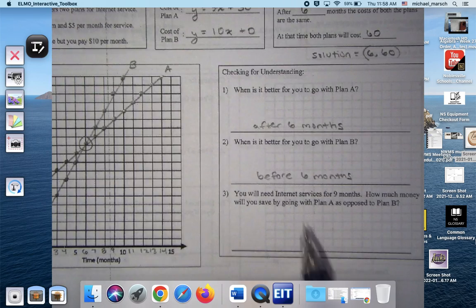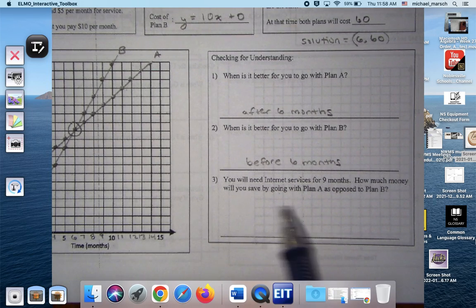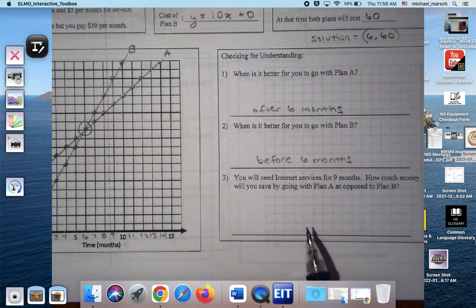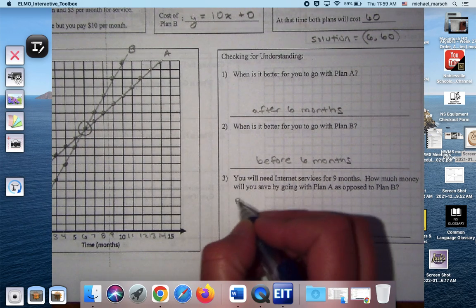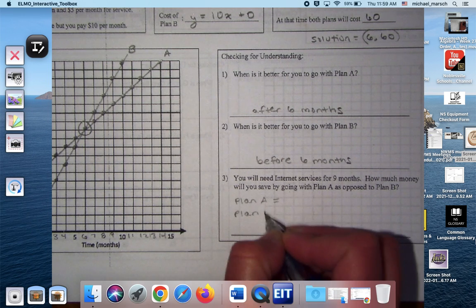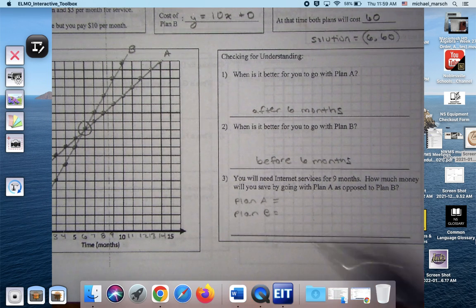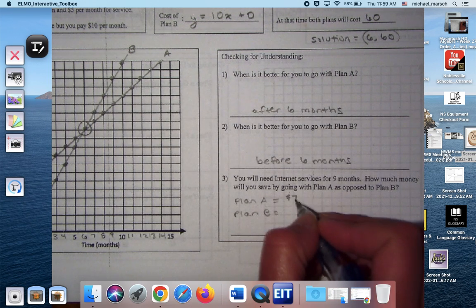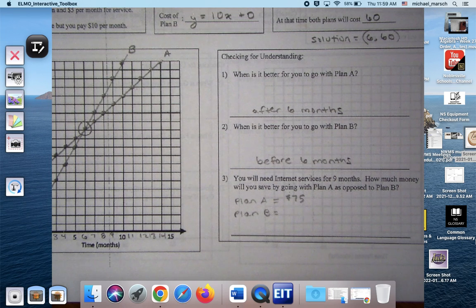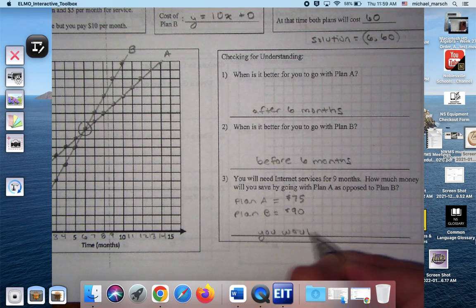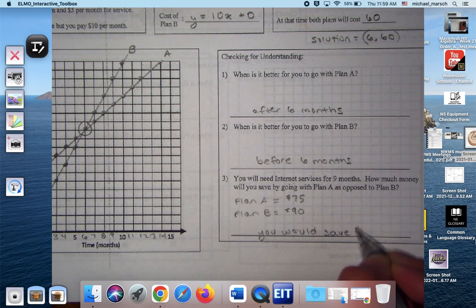But in this next question, it says they're going to have it for 9 months. So how much will you save if you go to plan A? So how much does plan A cost? Well, what is plan A at 9 months? 75. What's plan B at 9 months? 90. So 15. Oh wait. You would save $15.